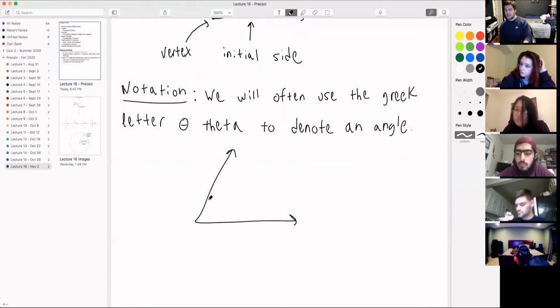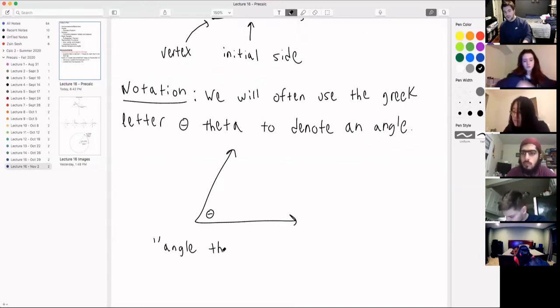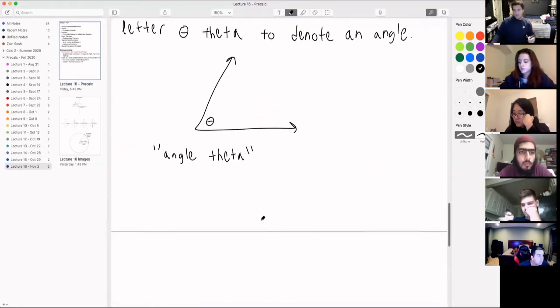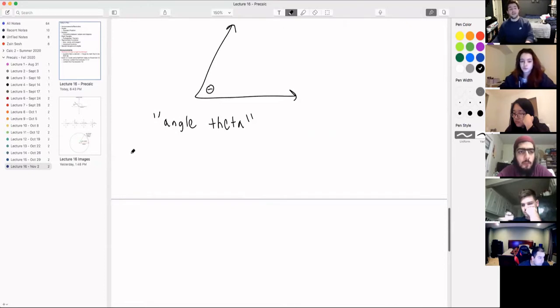So here we have an angle, and you will just place the theta symbol right there, at the vertex. This would be called angle theta. That's conventionally what is used to denote an angle. It's usually the Greek letter theta. It doesn't have to be because it's just a variable, but that's what you'll see in a lot of textbooks and a lot of math writing. Okay, now that that is all set up, we can start talking about measuring angles.